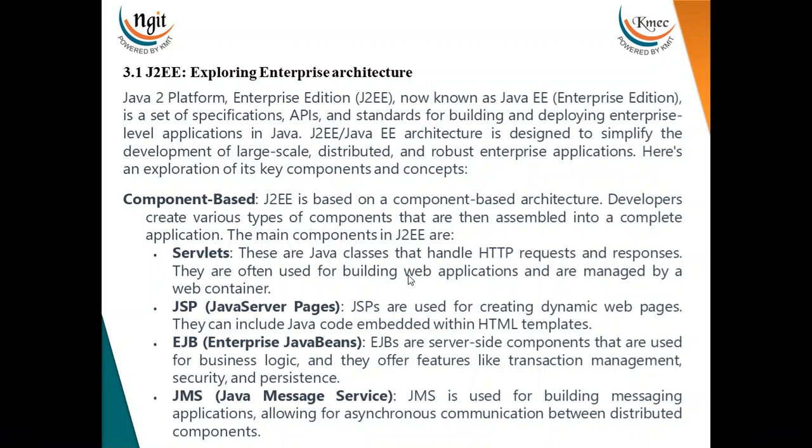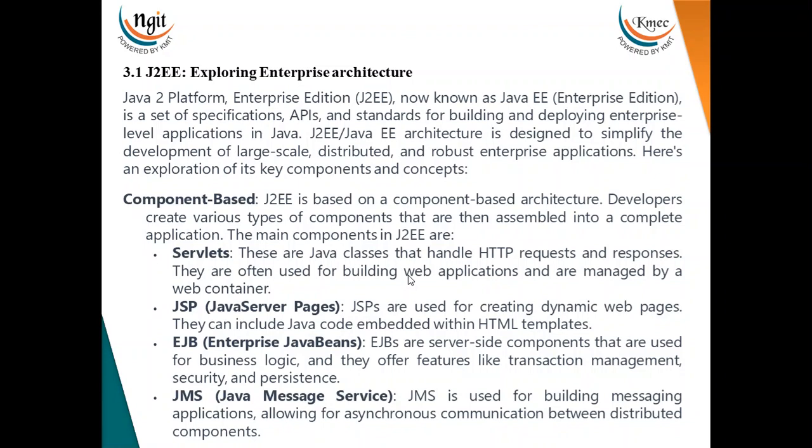When we say J2EE, it comes with some specifications, APIs, and standards so that we can build and deploy enterprise level applications in Java. J2EE architecture is designed to develop large scale, distributed, and robust enterprise applications. When we are trying to build large scale, stronger, distributed applications, our perfect choice will be using J2EE architecture.